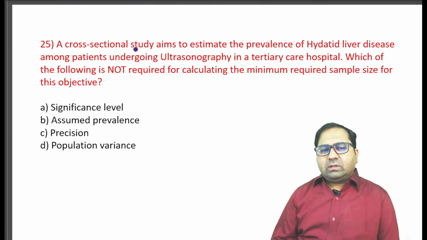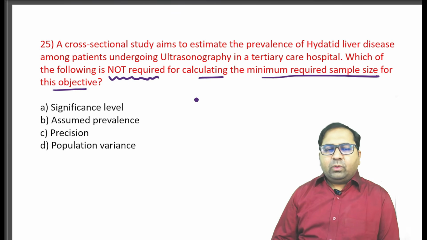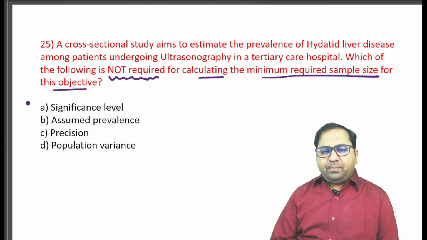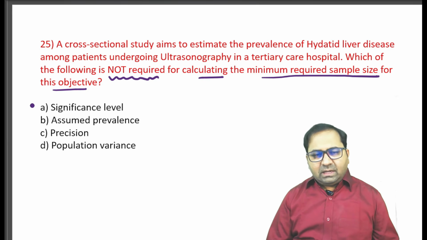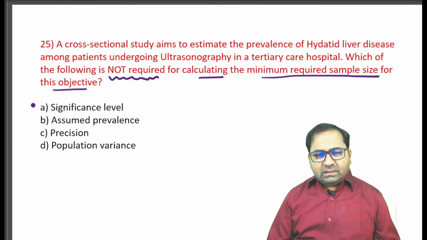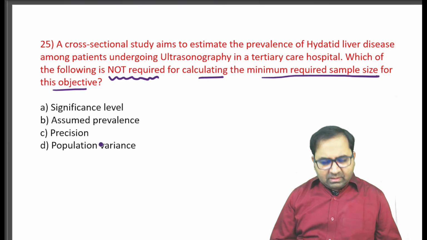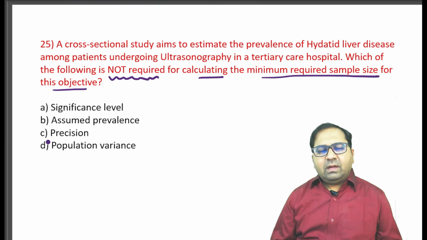Next question. A cross-sectional study aims to estimate the prevalence of high-death liver disease among patients undergoing ultrasonography in a tertiary care hospital. Which of the following is not required for calculating the minimum required sample size for this objective? The options they gave are A. Significance level, B. Assumed prevalence, C. Precision, or D. Population variance.